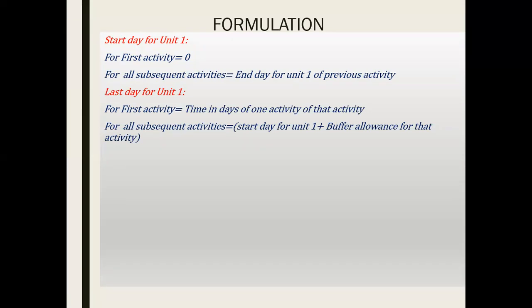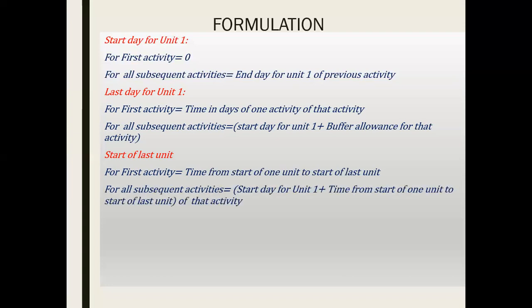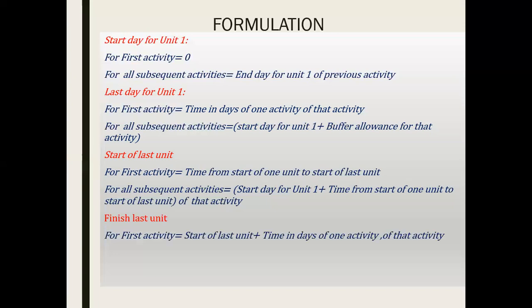Once these two are calculated, the third is the start of the last unit. For the first activity, it is the time from start of one unit to the start of the last unit, which is already calculated in the formulation. For all subsequent activities, it is the start day of Unit 1 plus the time from start of one unit to the start of the last unit of that activity. Finish of the last unit is, for the first activity, the start of the last unit plus the time in days of one activity. For all subsequent activities, it is the start of the last unit plus the time in days of one activity of that activity.